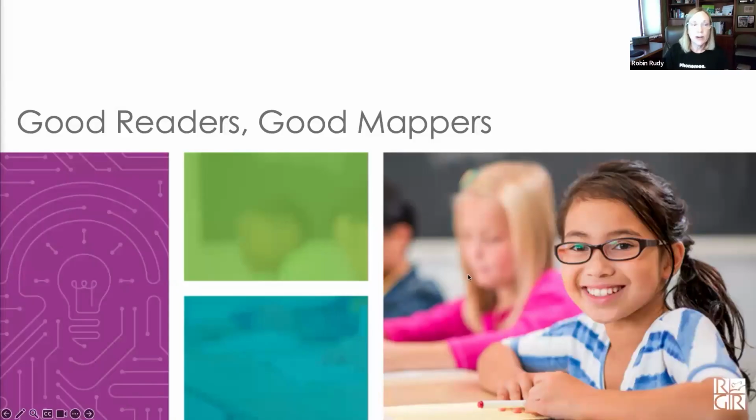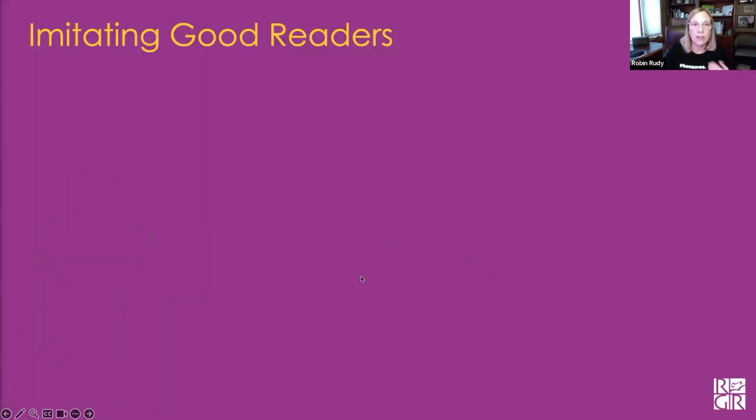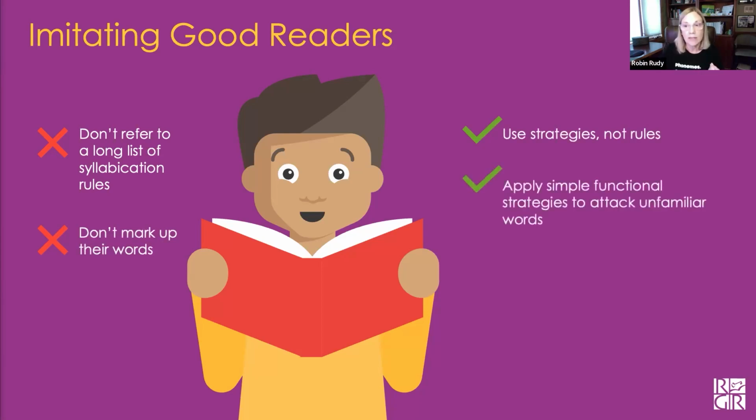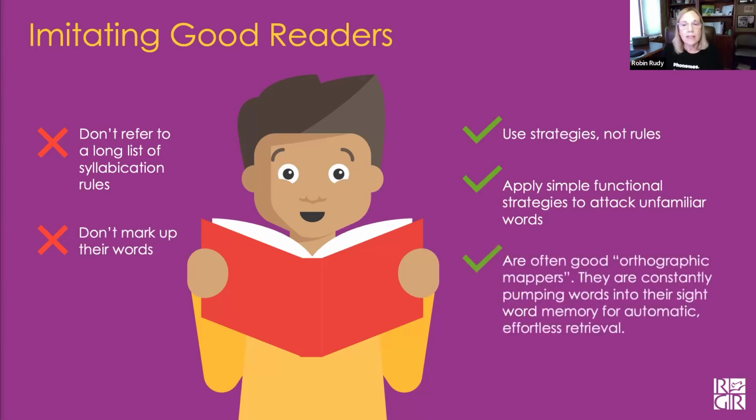So we're going to leave with a summary of what good readers do. They're good mappers. We know that good readers don't refer to a long list of syllabication rules. We saw that today. There are easier ways to teach than just teaching rules. Rules can clog up the working memory. We want to give them something that is easy to use. We also know that they don't mark up their words. Good readers use strategies, not rules. They apply simple functional strategies when they're going to tackle complex words. And good readers often orthographically map the words they encounter, and they're constantly pumping new words into their sight word memory for automatic, effortless retrieval. And there's really only one way to do that, and it's through that process of orthographic mapping, which requires phonemic proficiency and real insights into phoneme-grapheme relationships.